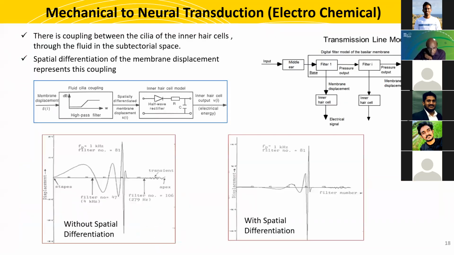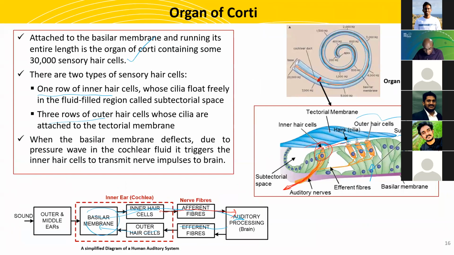Let's go back to this one. You see the hair cells are sitting... let me go back to the diagram, it's a bit harder. This is one section. If you take the next section also, it would have the same thing. So these hairs, there's fluid here. So there's a fluid coupling happening in between.